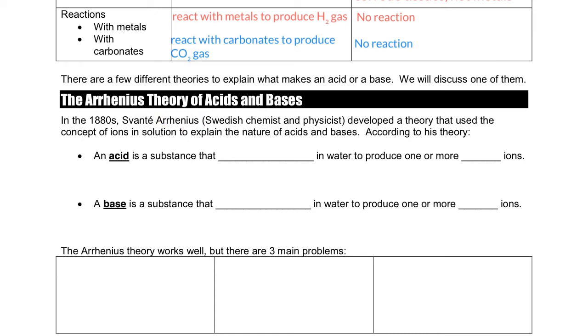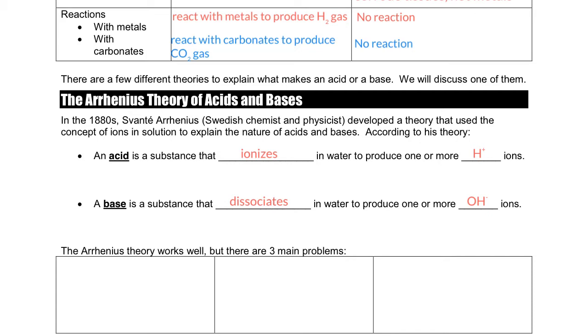So according to his theory, an acid is a substance that ionizes to produce H+ ions when dissolved in water, and a base, when it's dissolved in water, dissociates to produce OH- ions. So an acid, when dissolved in water, will make hydrogen ions, and a base will make hydroxide ions.